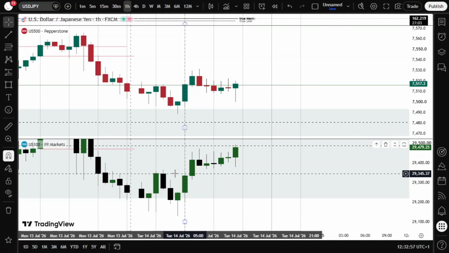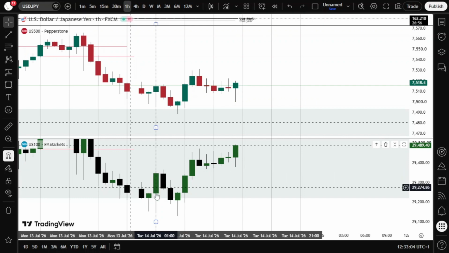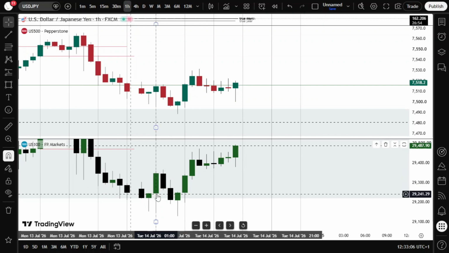So if we look back, this is the 1 a.m. candle. This 1 a.m. candle opened around here, and then where did it close? It closed where this one opened. So it's still closed above the opening price. It's closed above the opening price.